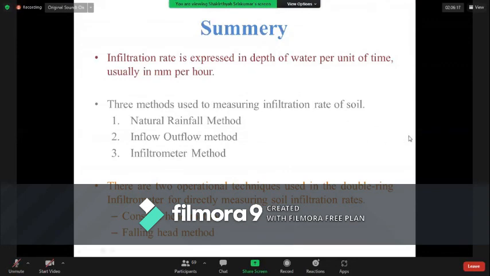For today's practical, we'll discuss infiltration, and the unit of infiltration is millimeter per hour. To measure the infiltration, we can use three methods: natural rainfall method, inflow-outflow method, or infiltrometer method. In the infiltrometer method, we can use a double ring infiltrometer. To take the values, we can use either the constant head method or the falling head method.